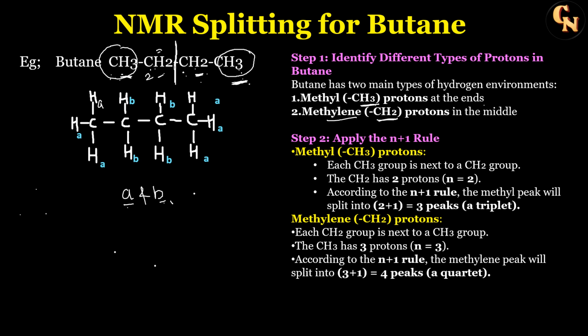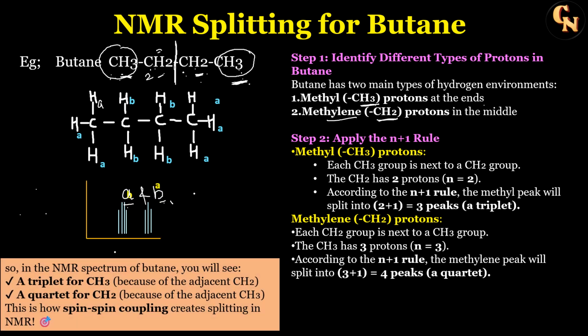So 2 types of protons means that in low resolution we will find only 2 signals, only two peaks. But in high resolution you can find the splittings also, which are shown here. Now let us understand how this splitting takes place.